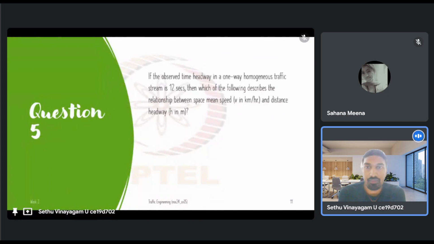Okay, question 5, another numerical. If the observed time headway in a one-way homogeneous traffic stream is 12 seconds, which of the following describes the relationship between the space mean speed and the distance headway? The options given are V is 0.6 h, V is 0.3 h, V is 0.2 h, and V is 0.5 h.